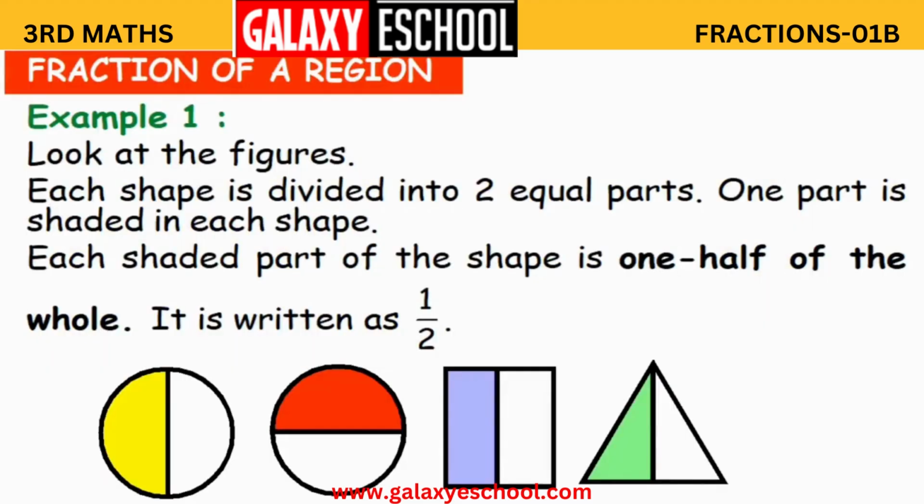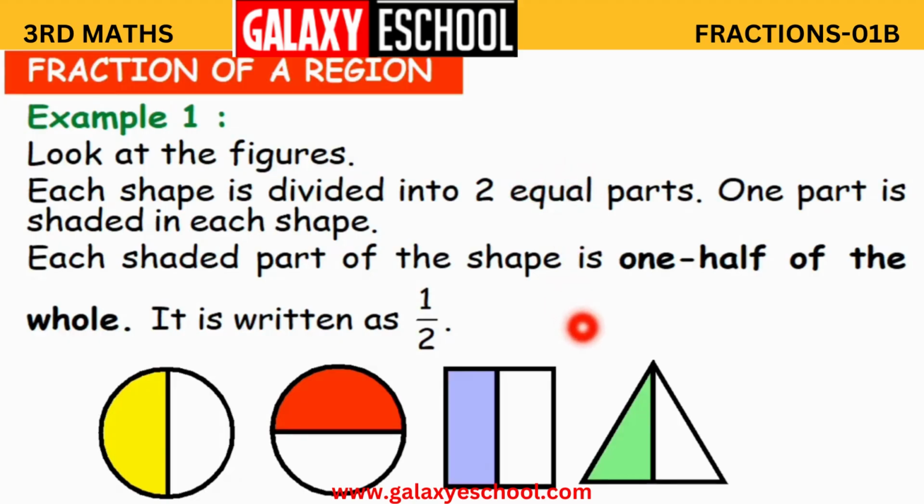Now, fraction of a region. Example 1. Look at the figures. Each shape is divided into two equal parts. One part is shaded. Each shaded part of the shape is one half of the whole. What are they saying? Fraction of a region. Again, what is a region? Region is one single object which is divided.